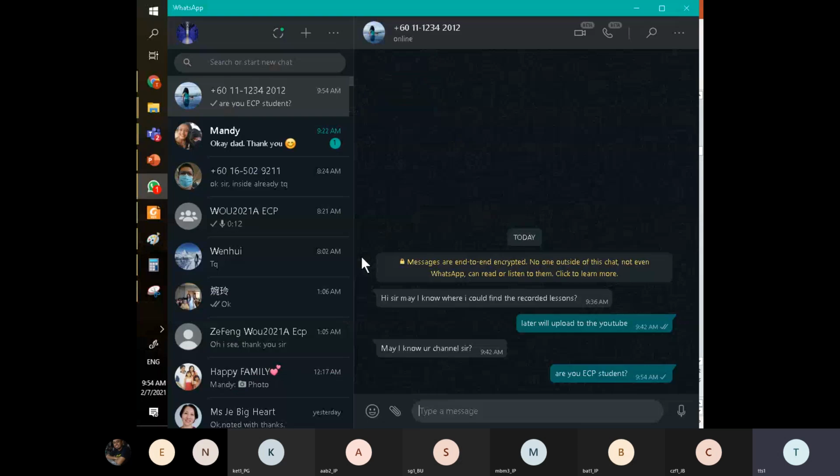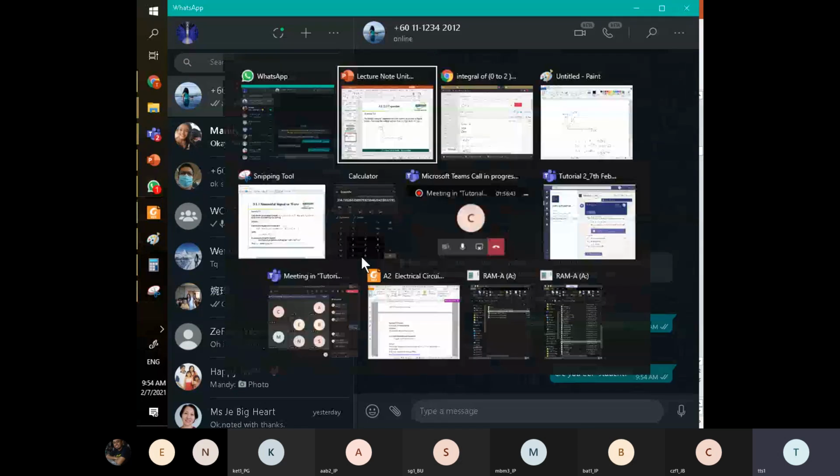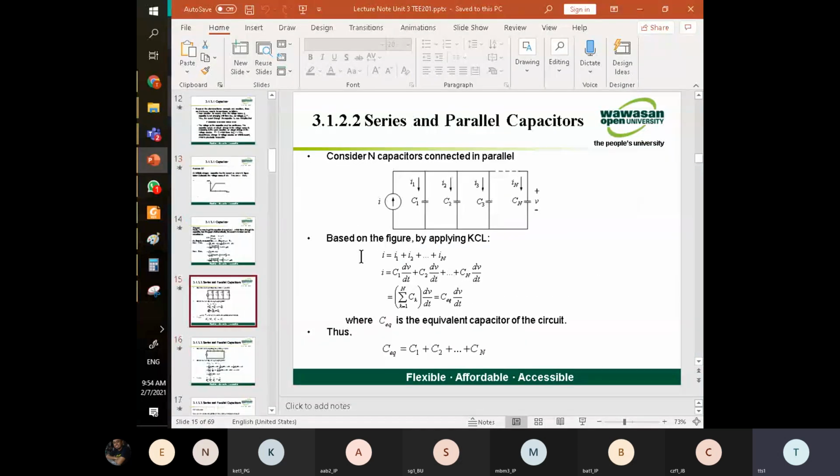We'll move a bit faster. For capacitors in parallel, you can just sum all the capacitances together using this formula: CEQ equal to C1 plus C2. They're just the opposite of resistors. For resistors, you cannot just do this; you need 1 over R1 plus 1 over R2 equals 1 over REQ. For resistors, it is quite the opposite.